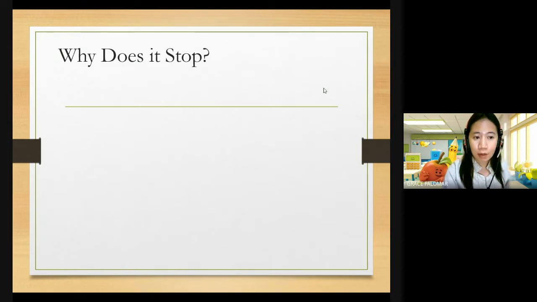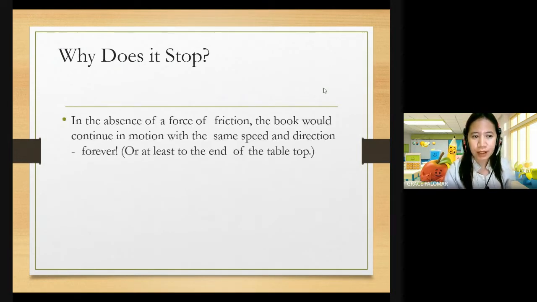Okay, now again, why do you think the book stopped? Again, in the absence of friction, the book would continue in motion with the same speed and the same direction forever, or at least to the end of the tabletop.